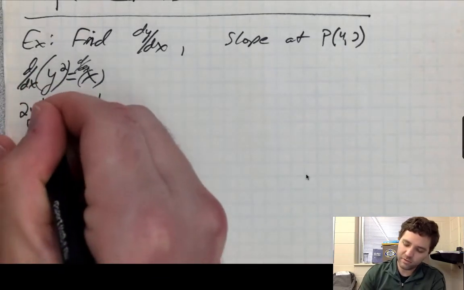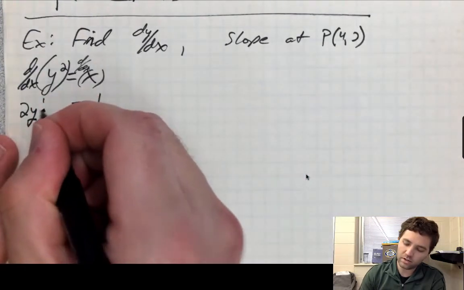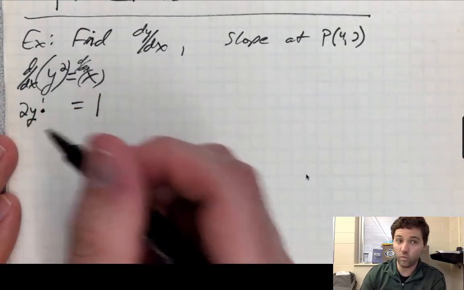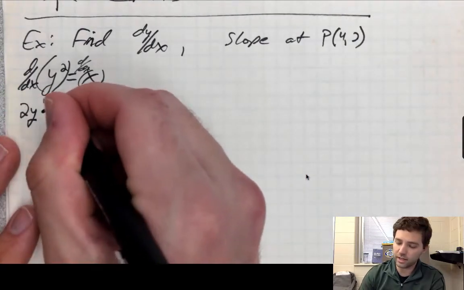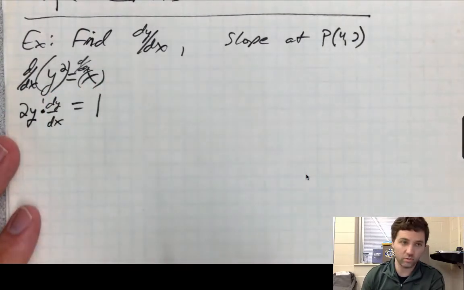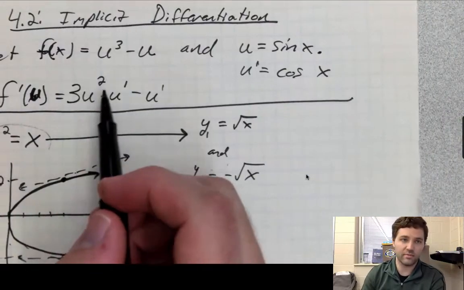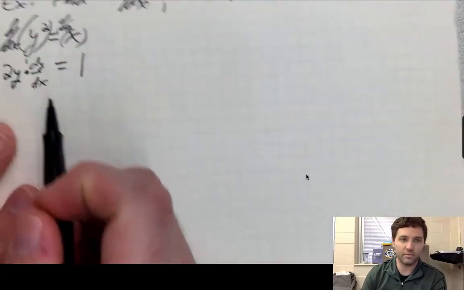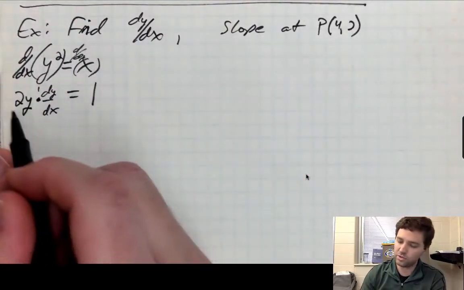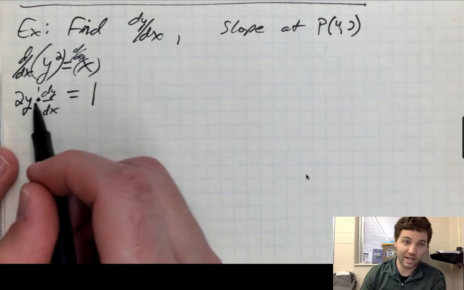And then times the derivative of y. Well, that is no longer 1, because y is a function. So it is dy/dx based on the chain rule. Just like up here, when we got 3u squared times u prime, down here I'm going to get 2y to the 1 times dy/dx.